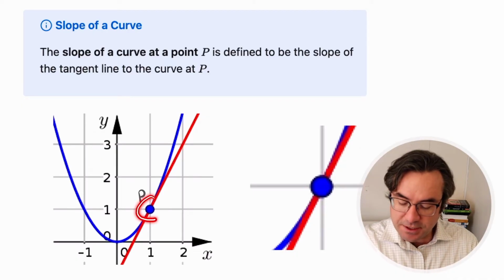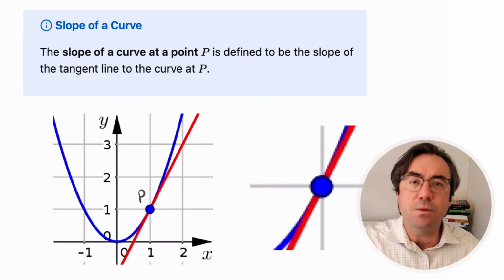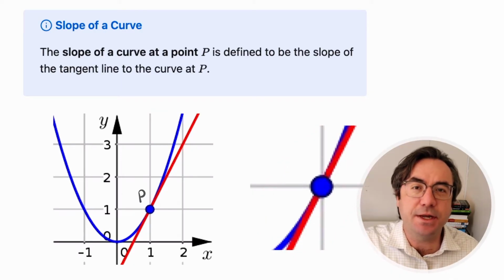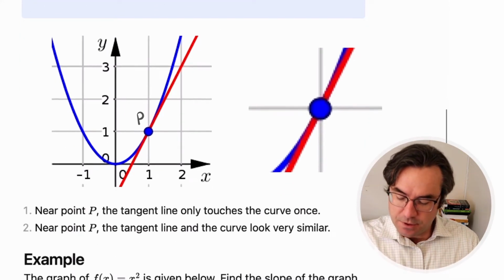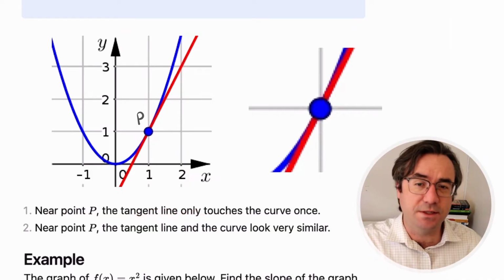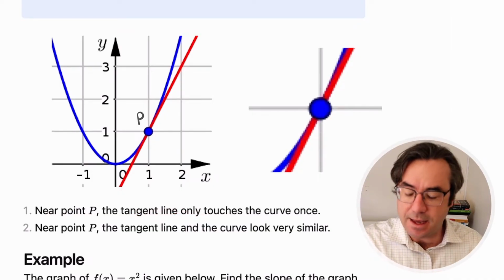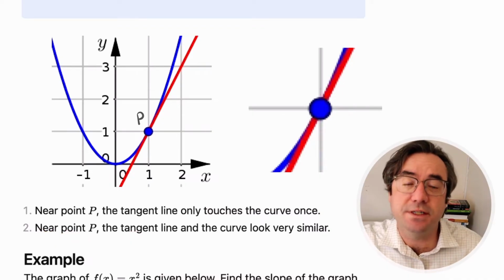Well, if we zoom in nice and close to that point, we want it to have the same properties as it does for when we talk about tangent lines and circles. So near point P, the tangent line really should only touch the curve once. It's kind of the ideal there. And then near point P, the tangent line and the curve should look very similar.